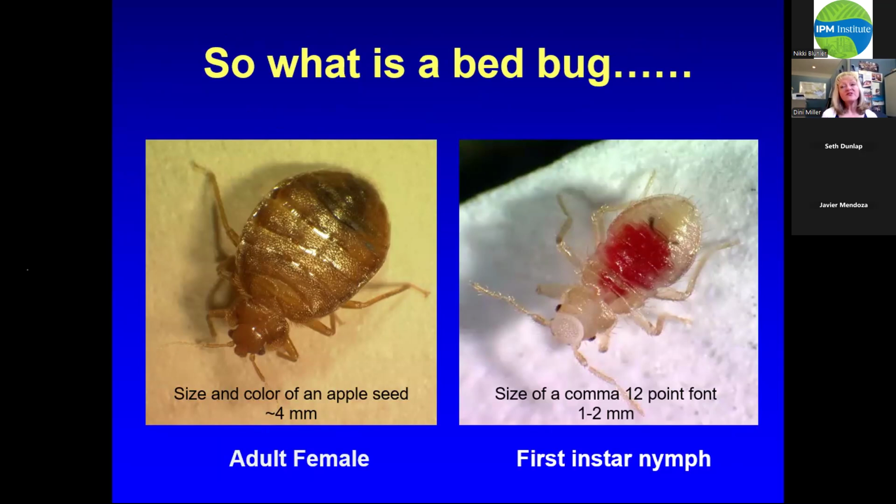The adults are the size and color of an apple seed. And this is an adult female. You can see she's round at the bottom. The males tend to be a little bit more pointed. Now, a first instar bed bug, this is the little tiny one, we like to say is about the size of a comma in a paperback book.